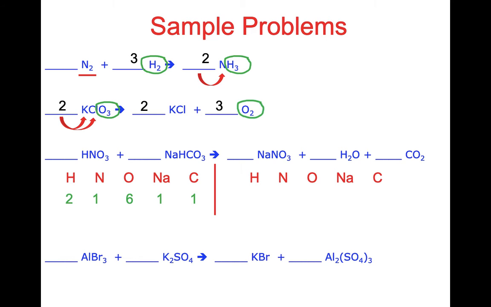Now let's look at the other side. I see 1 sodium, I see 1 nitrogen, I see a 3 oxygen, and then 1 more, and then 2 more, so that's a total of 6. I see 2 hydrogens and 1 carbon. So notice that the number of atoms on my left side, or the reactant side, is equal to the number of atoms on my right side, or the product side. So in this case, we already have a balanced equation.